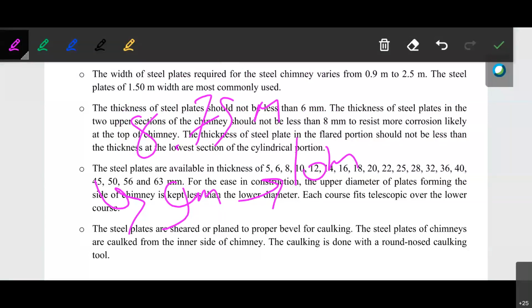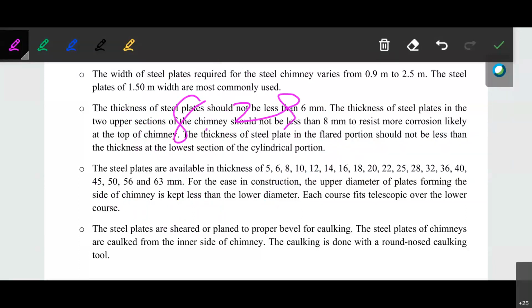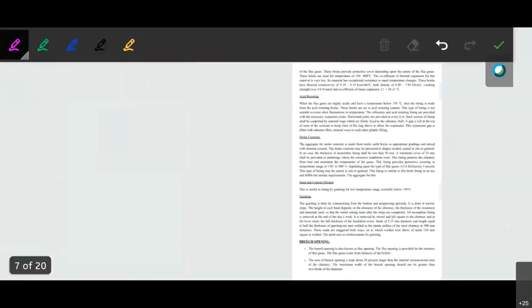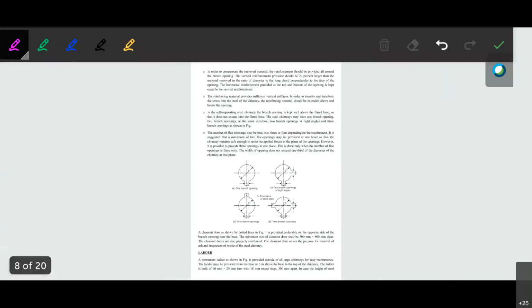So if the value comes to 8.75, or even 8.25, how do we round up? Instead of considering 7 mm, we consider the thickness as 10 mm from this particular value. The steel plates are available in these particular thicknesses. Therefore, consider the thickness of that particular plate as 8 mm.